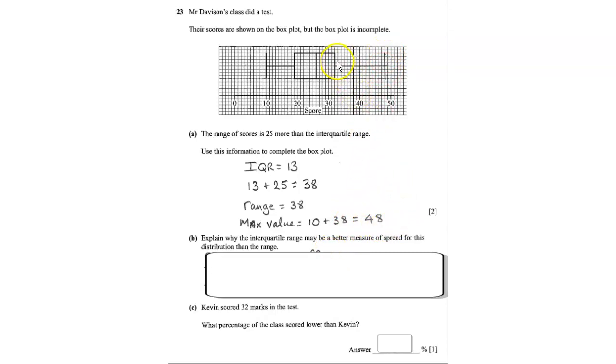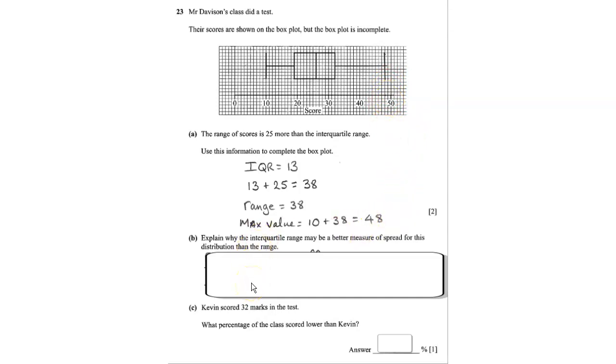To complete this, remember this has disappeared. If it's between the maximum and minimum, we can find out that 10 is the actual minimum, and we can add 38 to get the maximum value. So when we get that, we can draw a line down here and draw this whisker. That would end up being 48 here.